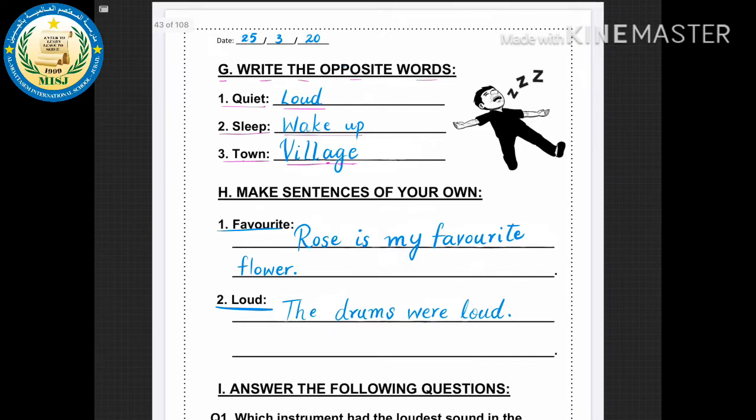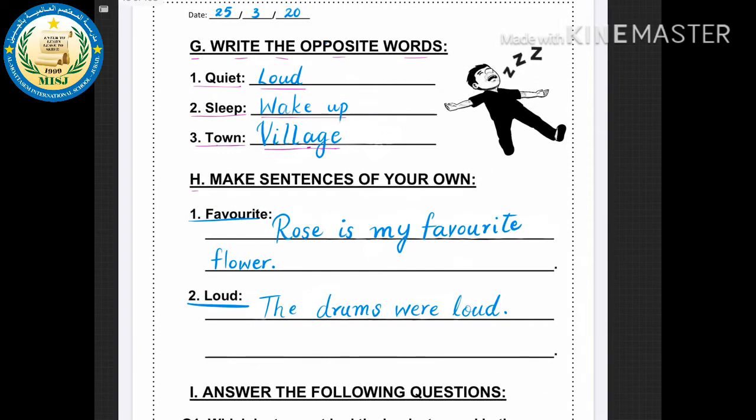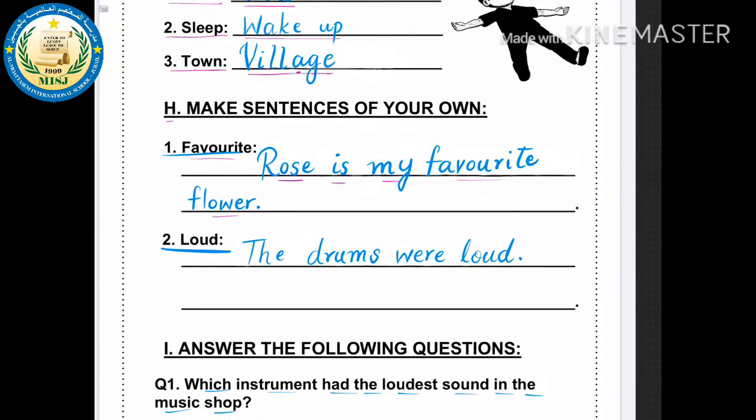Very good. Now moving on to exercise H, which is about making sentences of your own. Alright, in this exercise, I hope you already have made sentences of your own and wrote them down neatly. What I wrote was, number 1, favorite. I wrote, rose is my favorite flower. Number 2, loud. L-O-U-D. Loud. Loud means more sound. So, what sentence did I make of loud? The drums were loud. Okay?